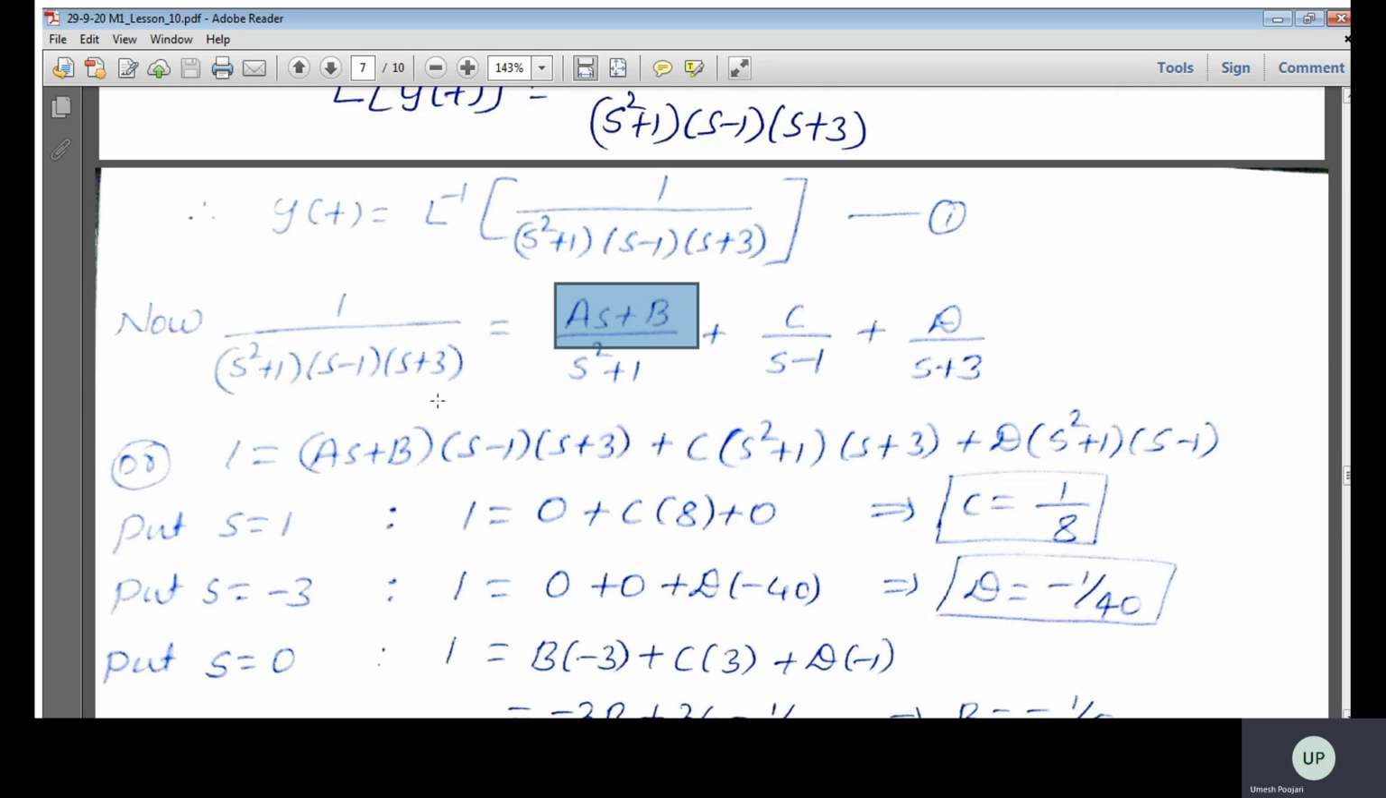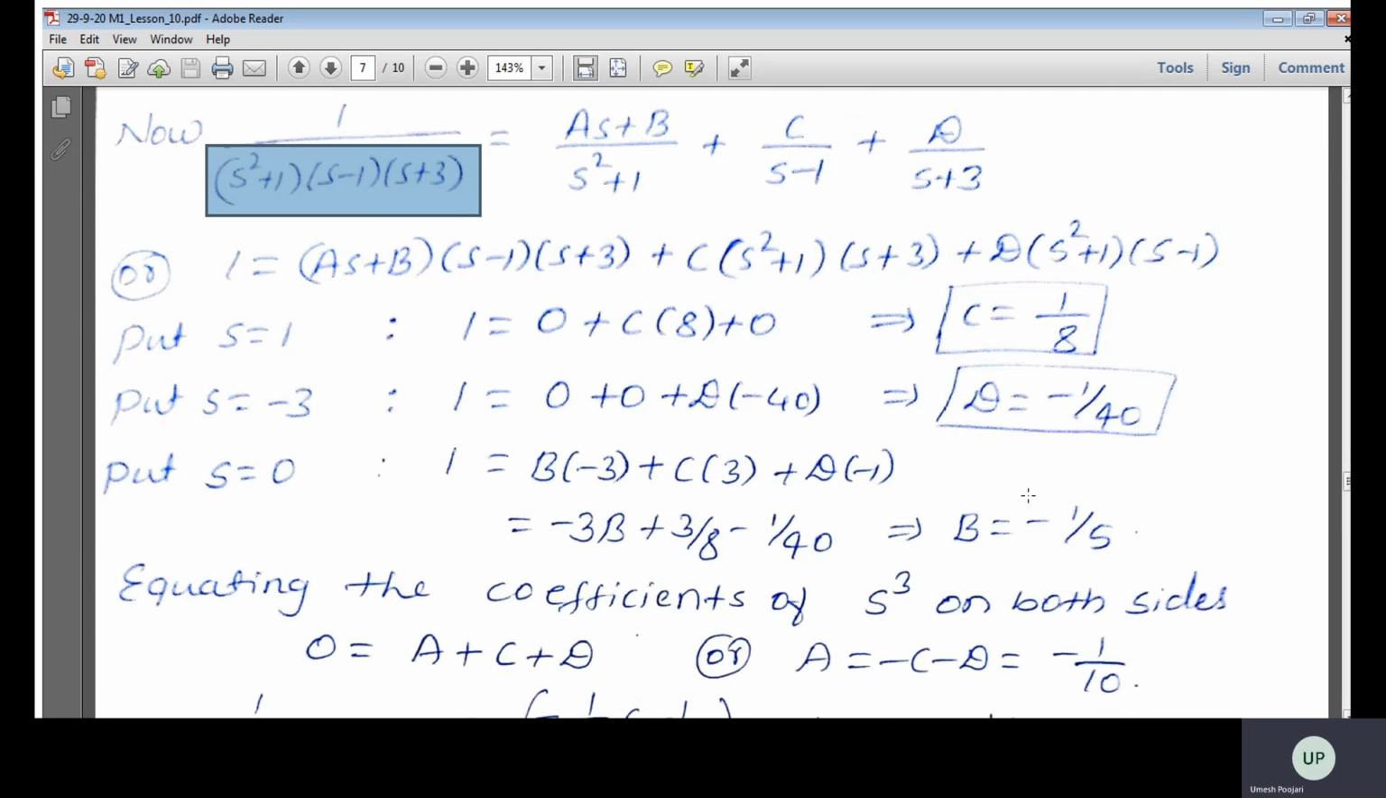Then multiply the complete equation by the denominator of LHS. Then we get 1 equal to as plus b. Here the remaining term is s minus 1 into s plus 3, plus c into the remaining term, which is s square plus 1 into s plus 3, plus d into the remaining term, which is s square plus 1 into s minus 1. Okay.